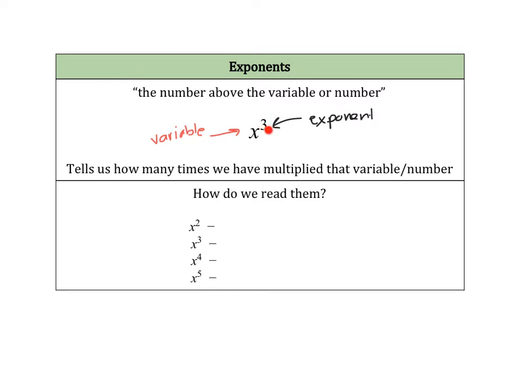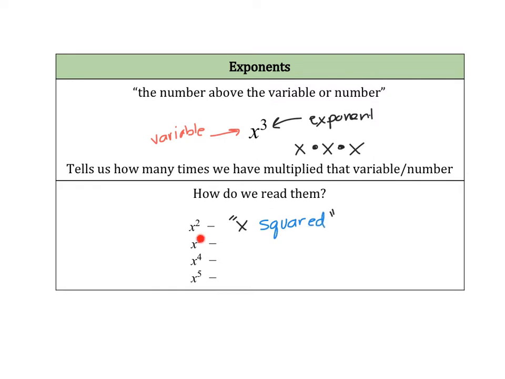So an exponent tells us how many times we've multiplied that variable or number by itself. So when I see an x with an exponent of 3, it actually means that I've done x times x times x. So notice exponents tell us that we've multiplied that term by itself. Now variables with exponents have a very specific way that we read some of them. When your exponent is 2, we read it as the word squared. So we would read this as x squared.